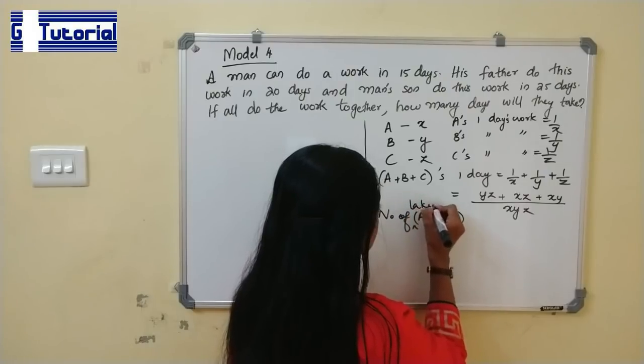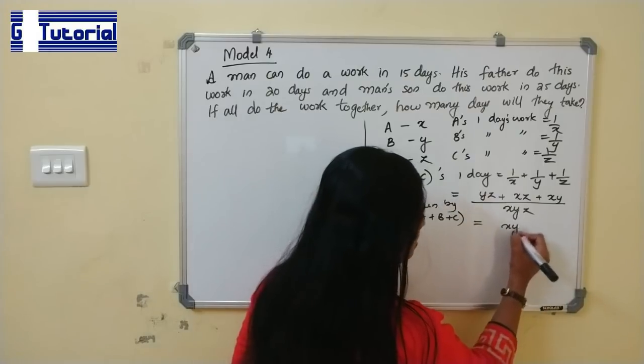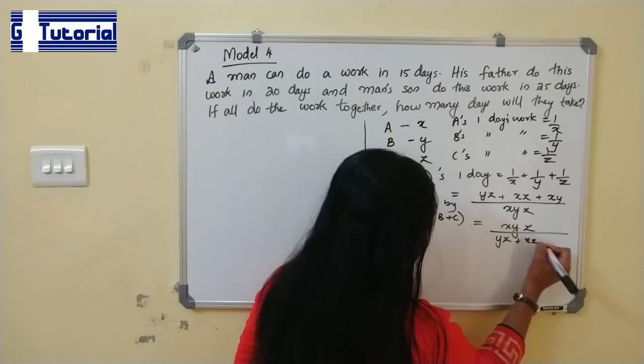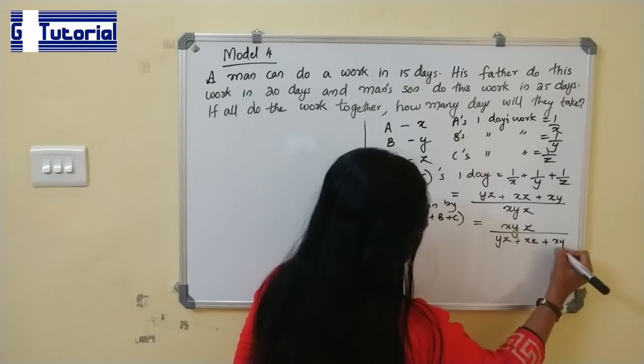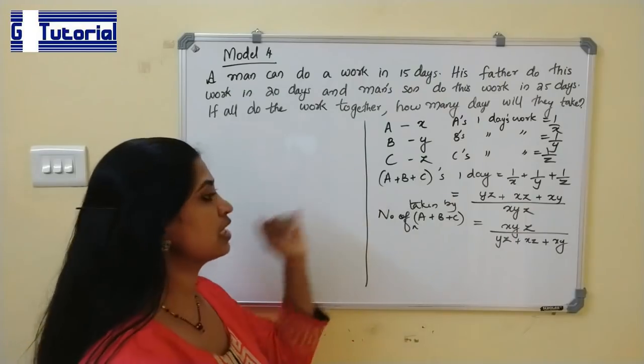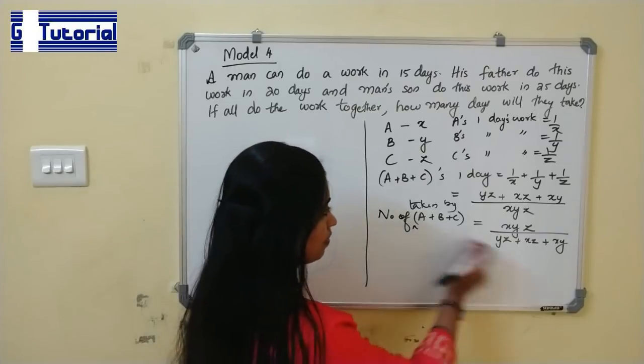Taken by A plus A, B and C. This is the reciprocal of this. XYZ by YZ plus XZ plus XY. Now I will tell you a shortcut to do this kind of problem. It is easy to do in this way.